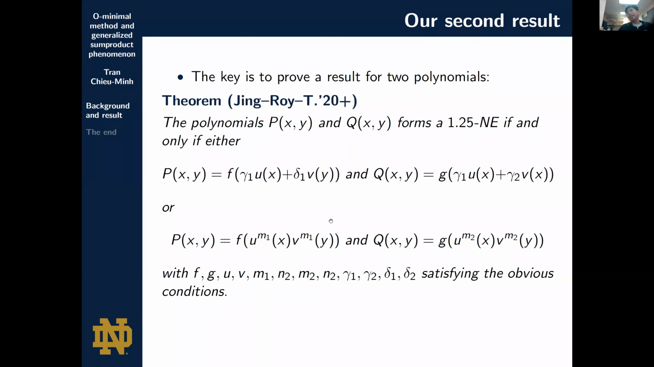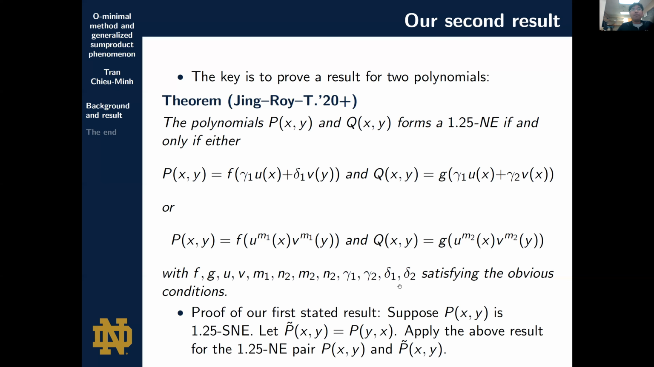This result implies, for example, that if you take the polynomials x plus y and x times y, they do not form a non-symmetric expanding pair, since one of them is addition and one of them is multiplication. As a consequence, you can recover the sum-product phenomenon from this result. That's why this two polynomial result can be considered a generalized sum-product result.